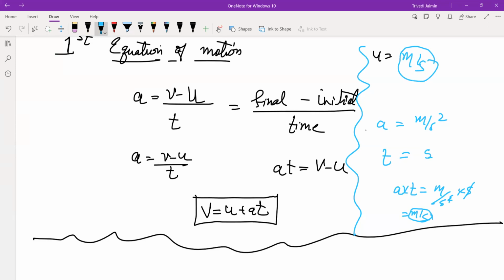Yes, sir. And then v should be positive, greater than u, or else it will be retardation. No need for that. No need to remember those things. We will get that when we have values, we will get negative or positive there itself. In the question only it will be mentioned.